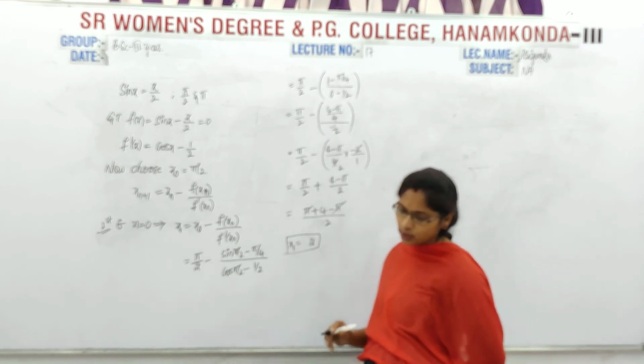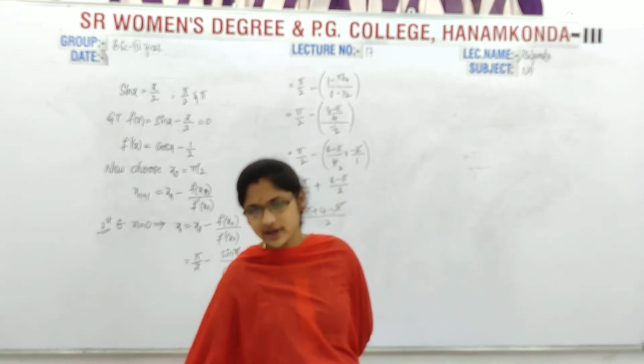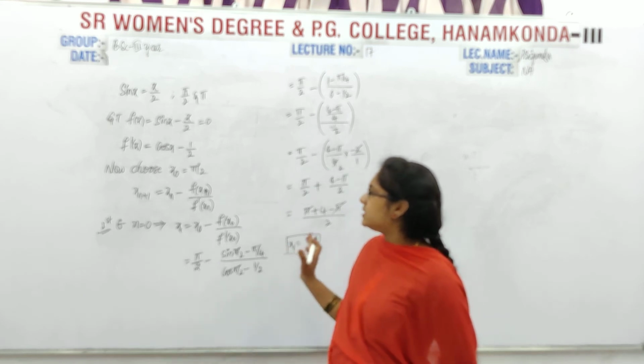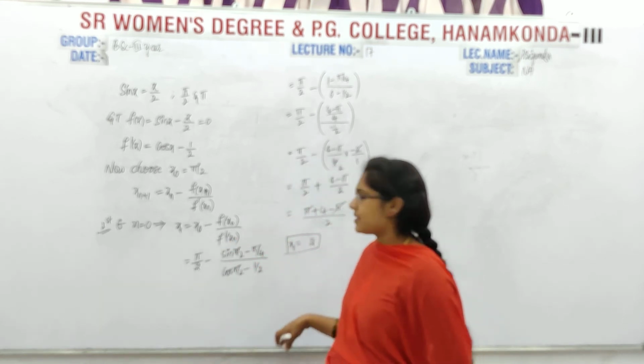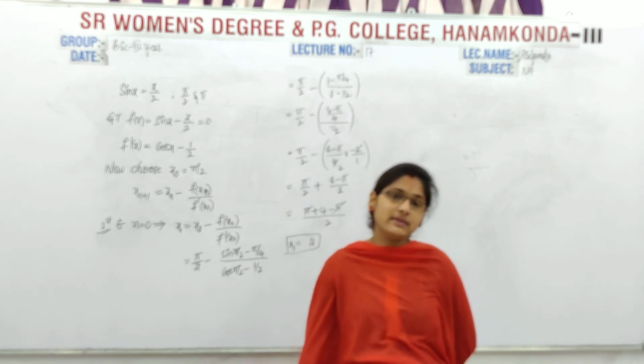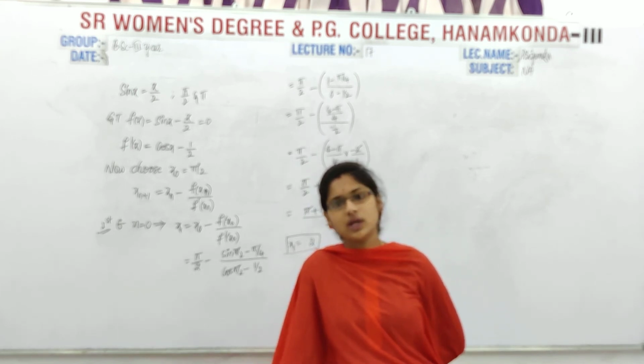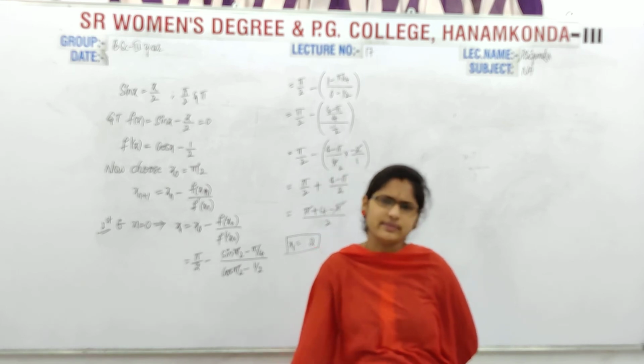So pi/2, don't get confused. Of course, when you are taking that in degrees, then it is 90 degrees. Otherwise you can take it as 1.5 something, because the pi value is 3.142, and divided by 2, you will get 1.5 something.